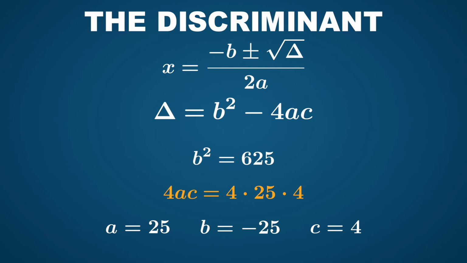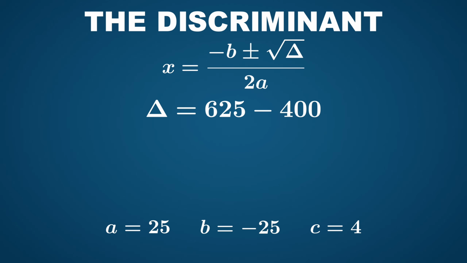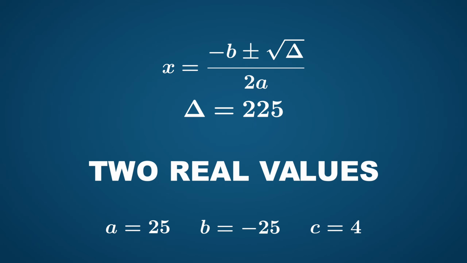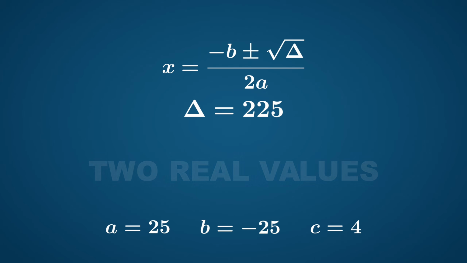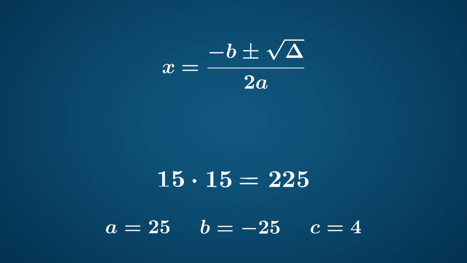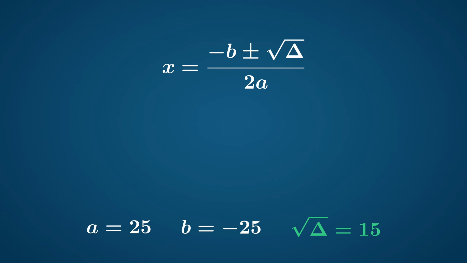Next, we need 4 times the leading coefficient times the constant. First, 4 times 25 gives us 100. Then 100 times 4 is 400. So the discriminant is 625 minus 400. That subtraction leaves 225. The discriminant is positive, so there will be two values of x. Now we need the square root of 225. 15 times 15 is 225, so the square root of the discriminant is exactly 15.